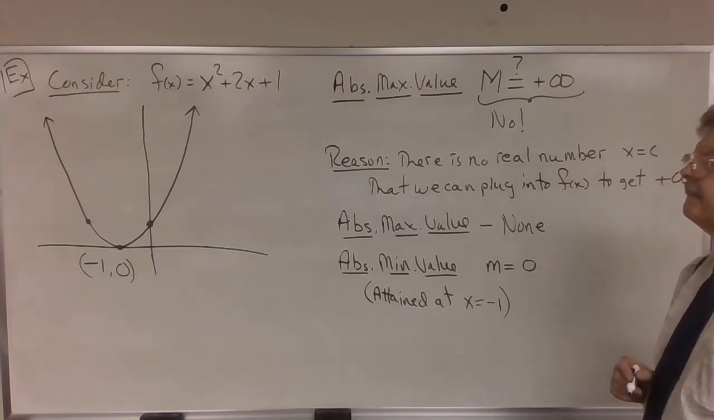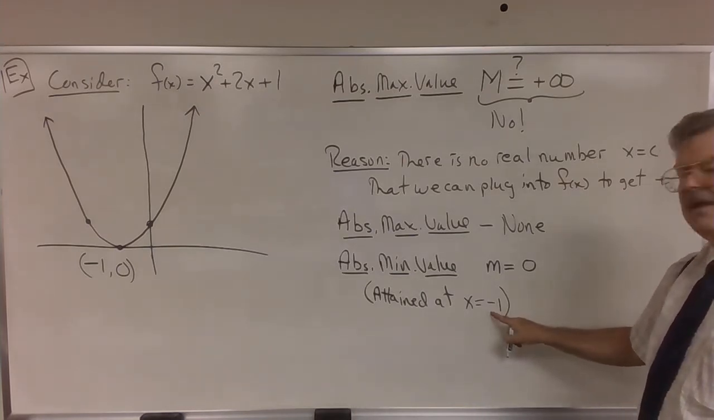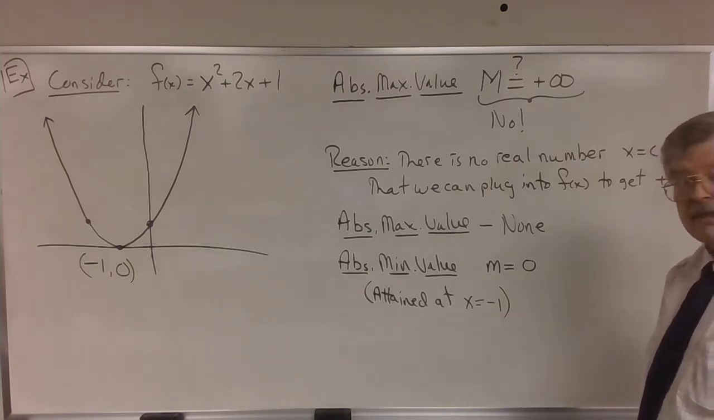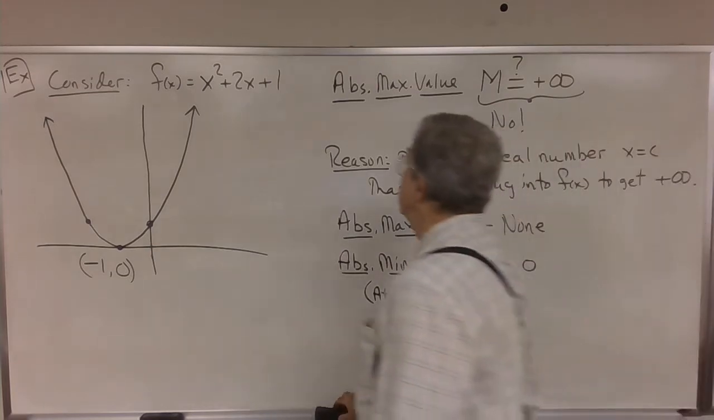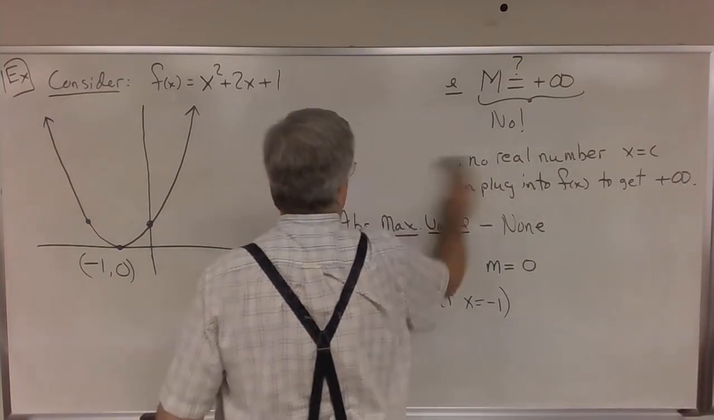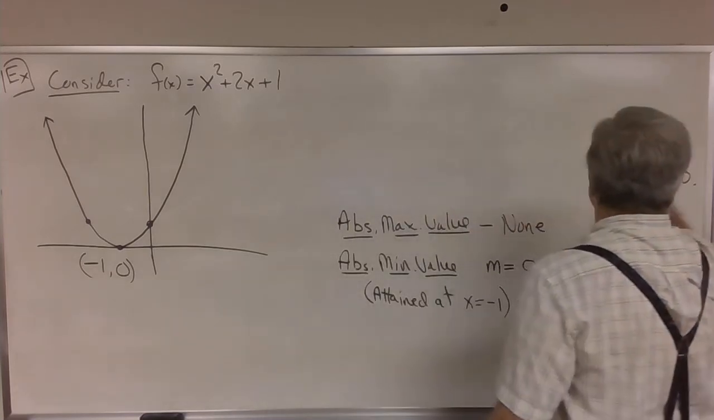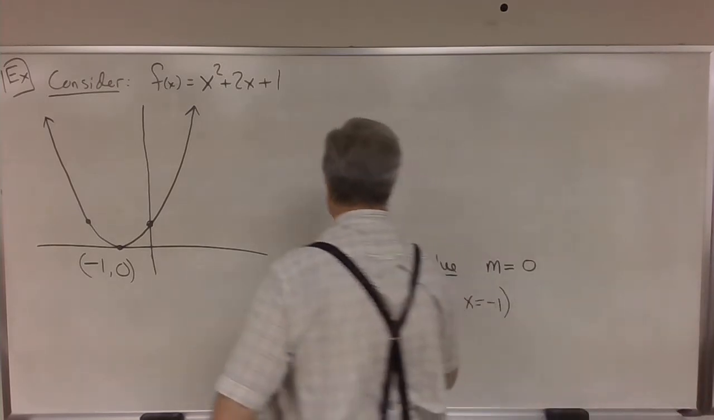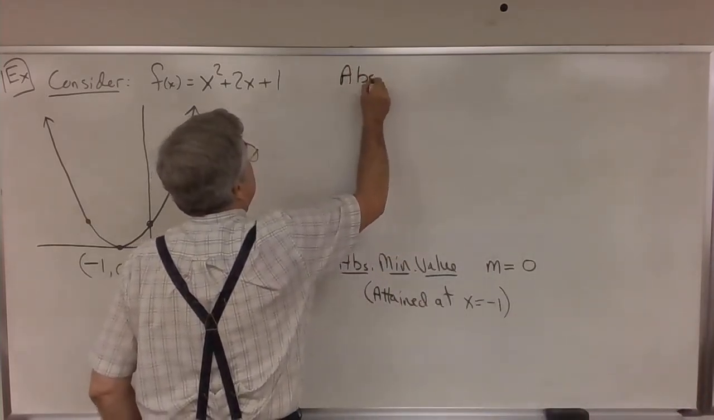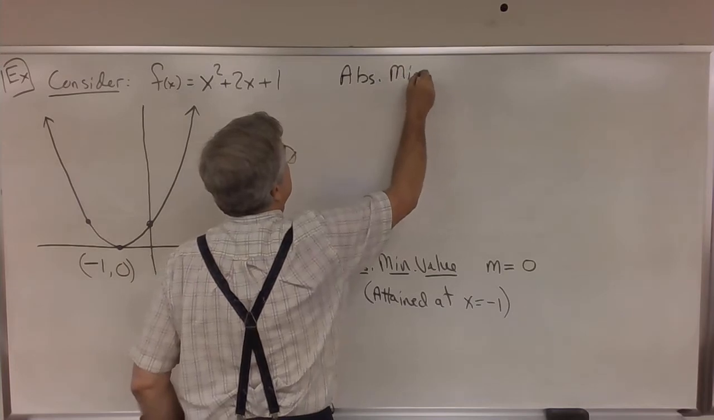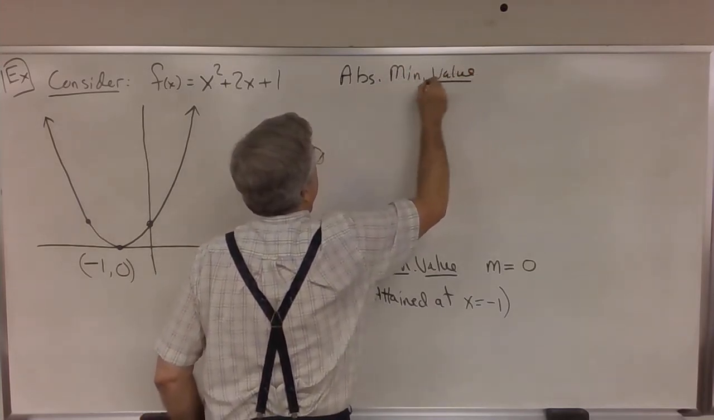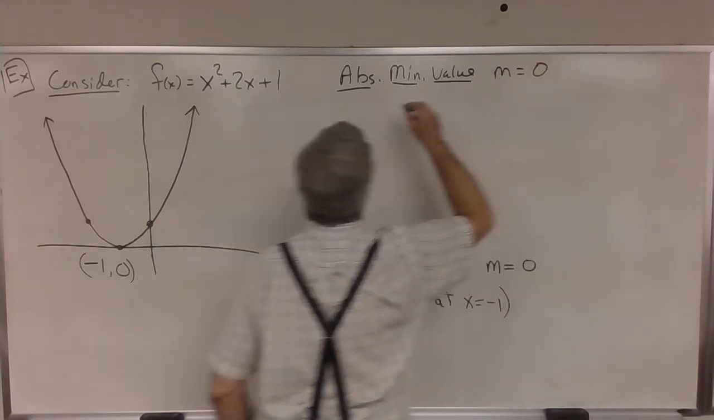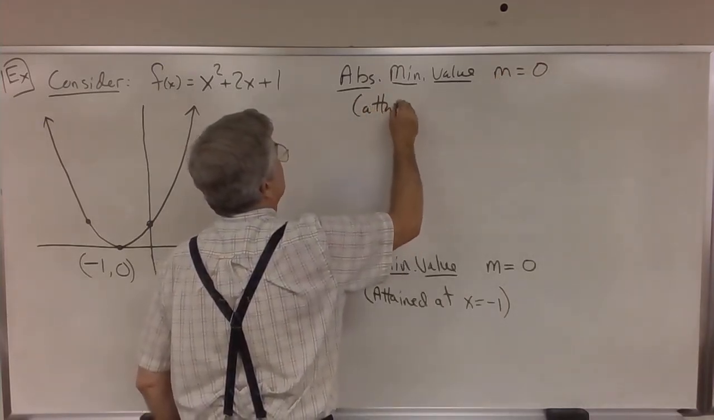Now, is this thing also a relative min? Well, let's see. Let's transfer this up. Absolute min value: little m equals 0, attained at x equal -1.